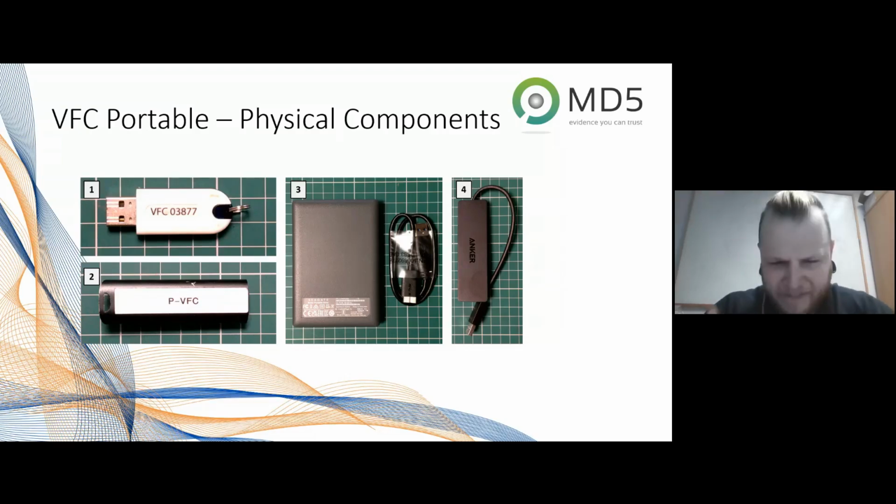So the physical components of VFC Portable: the number one on the screen there is the activation key for VFC itself. You'll need that in order to make sure VFC works. We've got a portable environment there, which is number two, which contains VFC Portable. It is a Windows To Go environment, but the beauty of that is that you can have any other tools installed on there that you need for your investigation, whether that's on scene. And the portable version of VFC can be used in the lab as well.